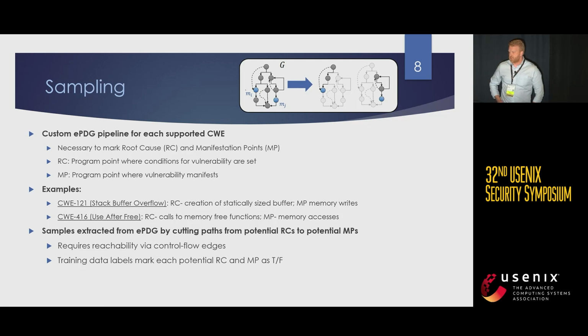Ultimately, as Yisroel described earlier, we perform a backward slice through the ePDG to collect subgraphs, starting at the manifestation point as the anchor and then backtracing to potential root cause points. When we train, we use the same pipeline that we use for processing software for querying the model later. We simply mark potential root cause and manifestation points as true or false, actual root cause or actual manifestation points. This allows our machine learning algorithm to learn from both positive and negative examples of subgraphs.